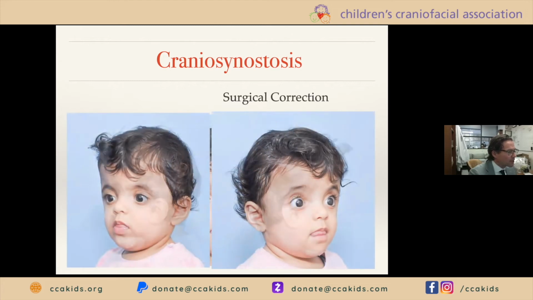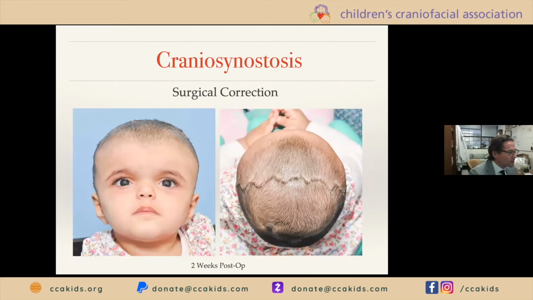But here she is pre-op, cute little lady. Here she is 2 weeks post-op, just like we saw the boy with a metopic craniosynostosis, a very, very strong forehead. Like I said, I tend to give the kids about a 2-year-old forehead because I want to overcorrect so they can grow into it. Here's the incision. The family opted to have all of her hair shaved, so it would grow in evenly.